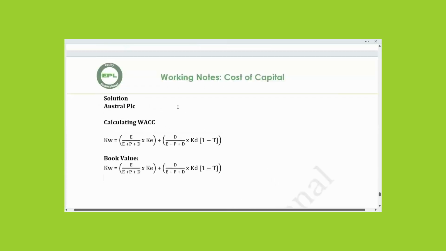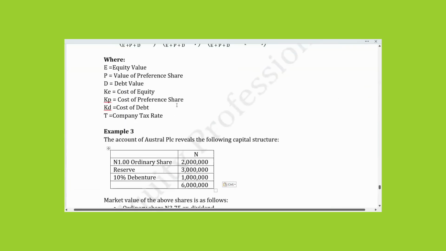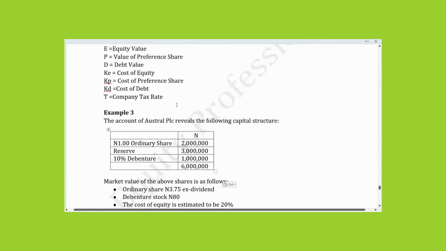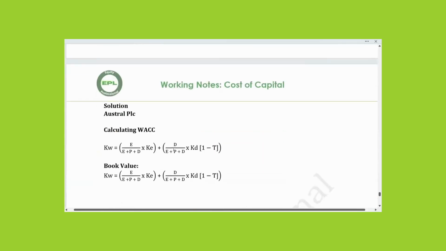All right. So in the question, remember, we said that when you are calculating WACC using the book value method, ordinary share capital and reserves must be added together to form the proportion of equity in the company's total pool of capital. When you look at the table given to you, this is the capital structure of Astra PLC. Astra PLC finances its operation with ordinary share capital and also a debenture. Therefore, because we are using book value, you are supposed to add ordinary shares plus reserves. So in this case, the weight of equity is equal to 5 million naira.